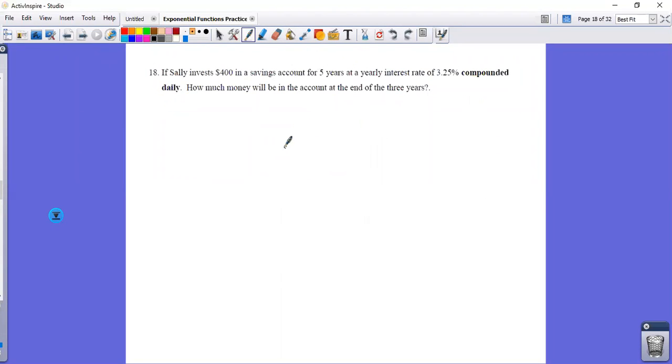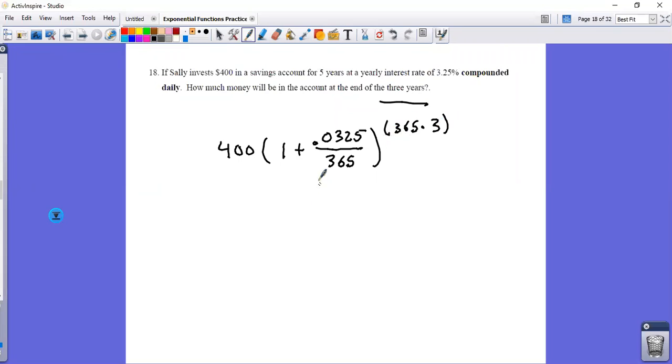Compounded daily for 5 years. How much money will be in the account? Oh, she invests, I don't know why that's 5 and 3, but at the end of 3 years, no matter how long she had it in there, it'd be 1 plus 0.0325 divided by daily, which is 365. And that'd be 365 times 3 if you wanted the end of 3 years. This doesn't matter.